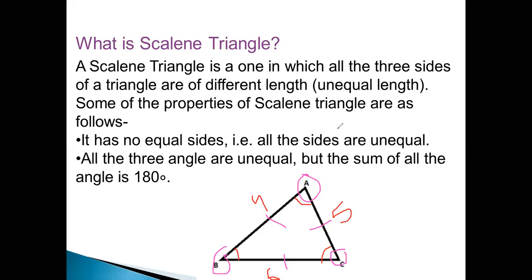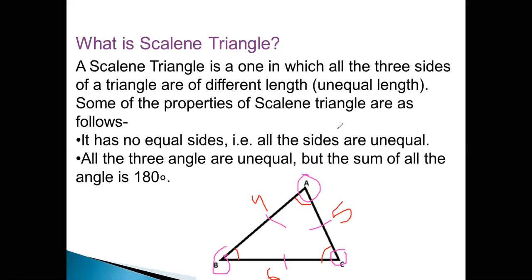The next thing is that all three angles are unequal, but the sum of all the angles is 180. If the sides are unequal, then definitely the angles will also be unequal. But in a triangle, there is a property that the sum of all the angles should be 180 degrees. If the sum of the angles is not 180, then it is not a triangle.